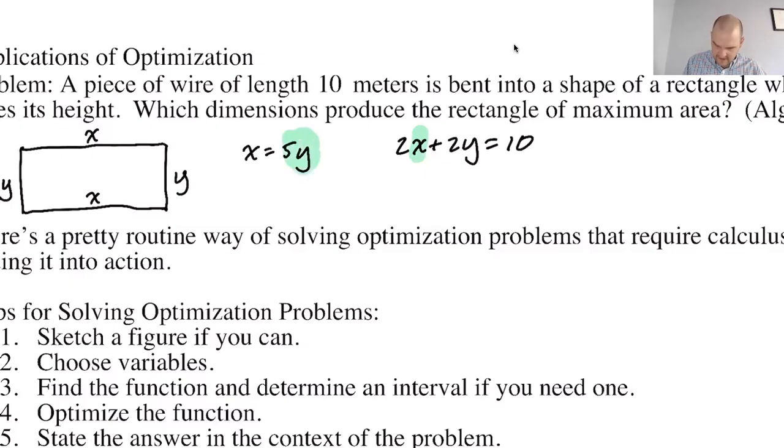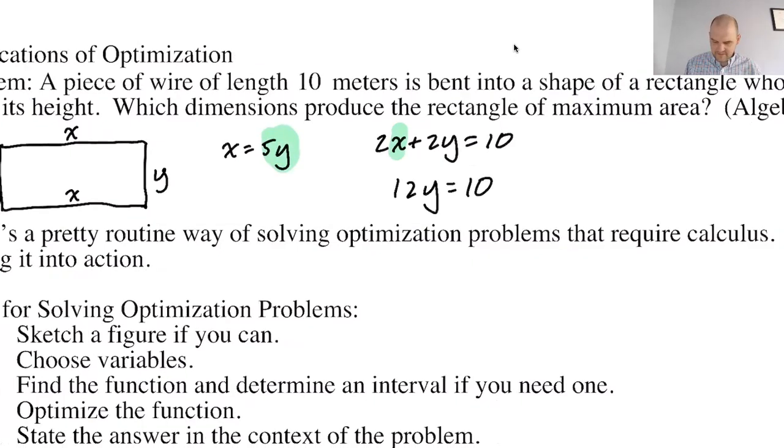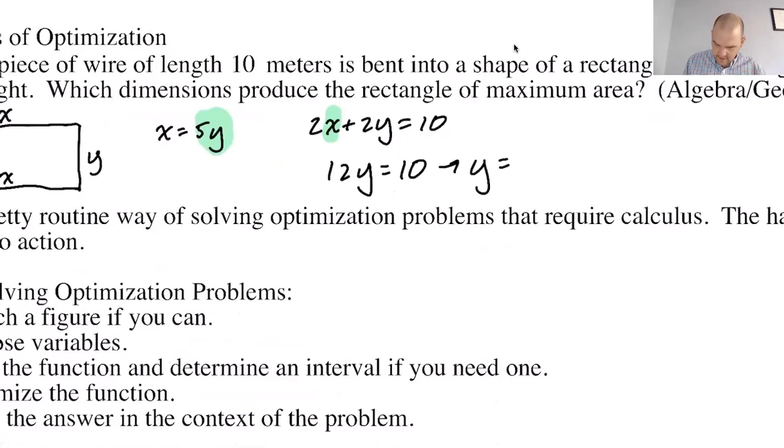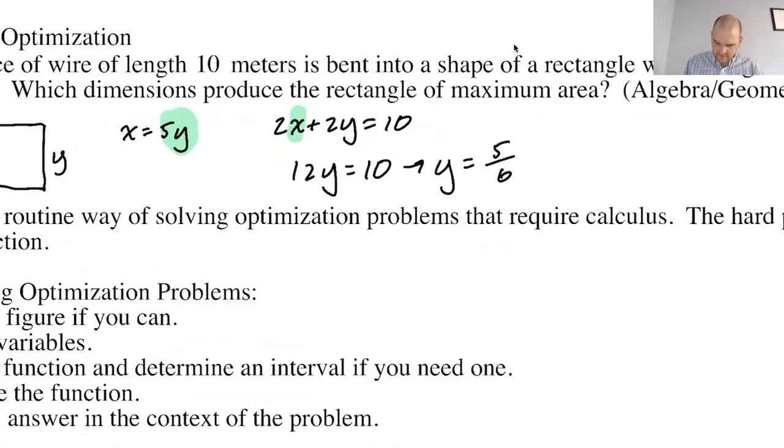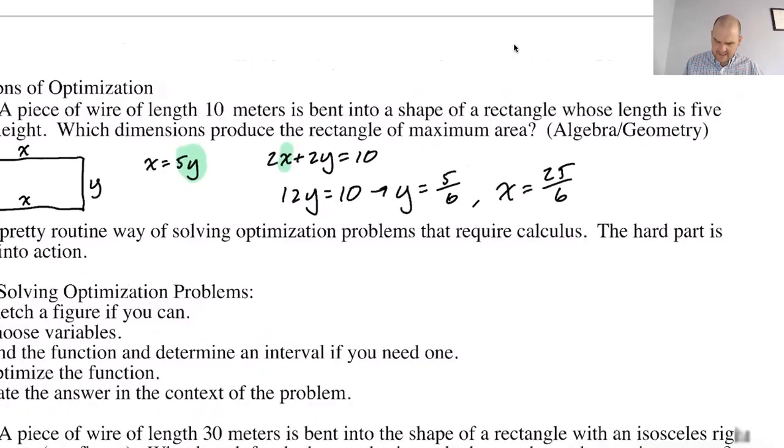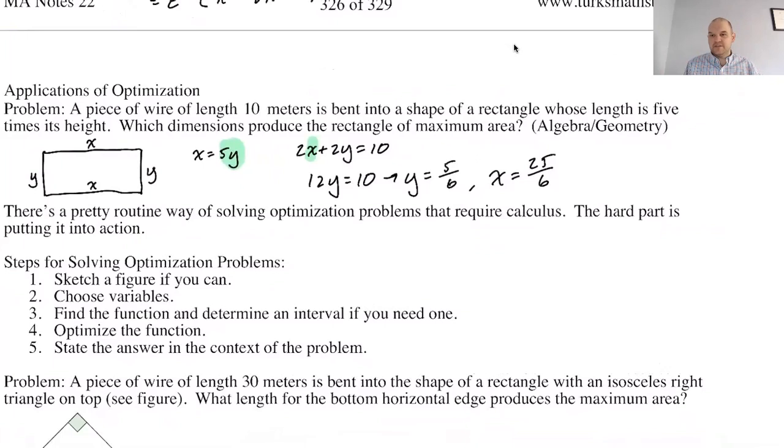And so we get 12y is equal to 10. And then that means that y is equal to 5/6. And if y is equal to 5/6, then x must be equal to 5 times that, so 25/6. And there's like no other options, right? We didn't get a function that we had to optimize or anything. We just had a really concrete scenario. This is not a calculus problem, right? This is a problem that we could have done way back in pre-algebra, really, if you just think about it. What we want to deal with is problems that are more open-ended, right?